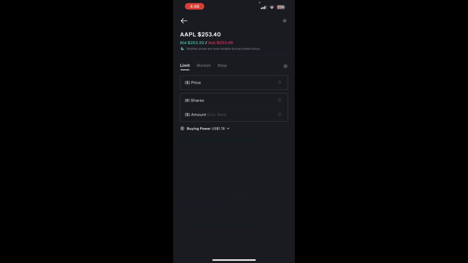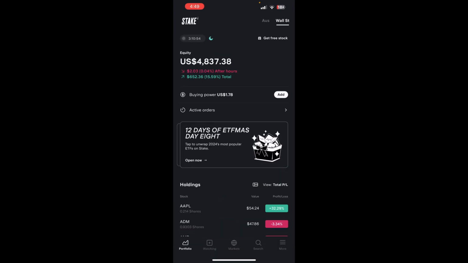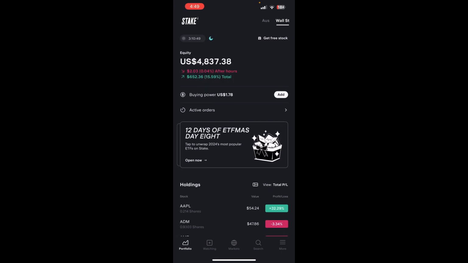I'll press buy. You'll come up with three options here: limit, market, and stop. You want to press market and just type in how much you want to pay. The portfolio button on the bottom shows you your entire portfolio that I will post screenshots of shortly. And at the top here, you can see Oz and Wall Street.